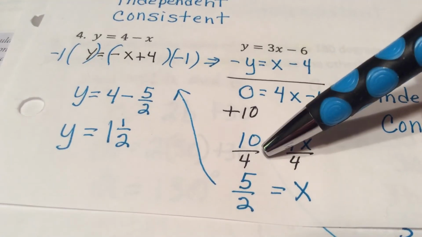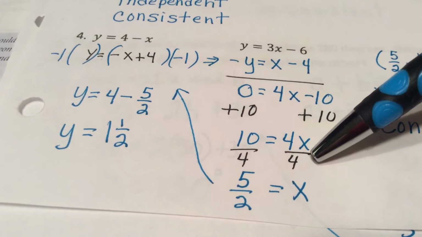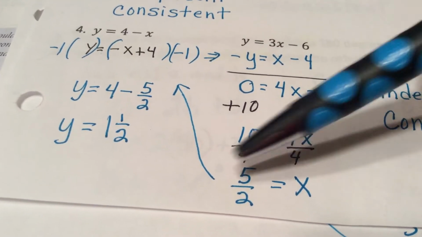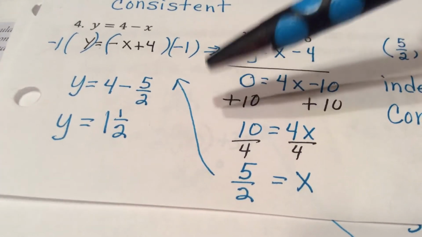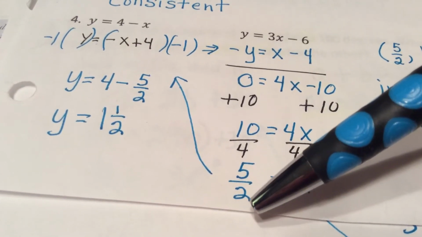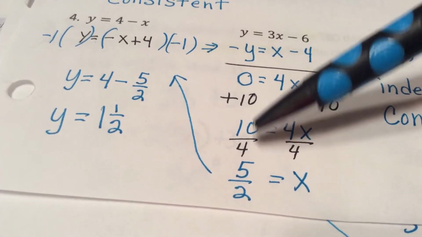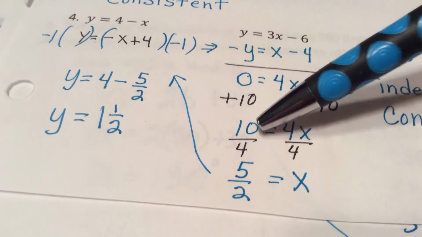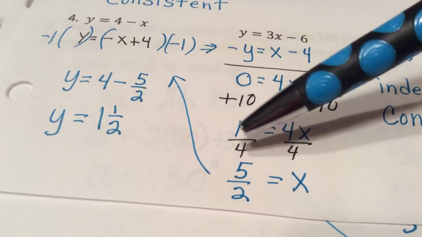0 plus 10 is 10. This is equal to 4x. Divide by 4, and we get the same answer. Okay, we get 5/2 for an answer, or 2 1/2. Be sure you put this into your calculator with your ABC key and simplify it.